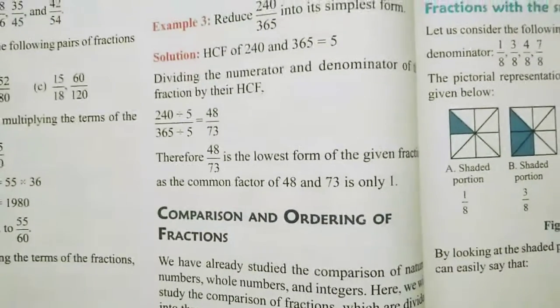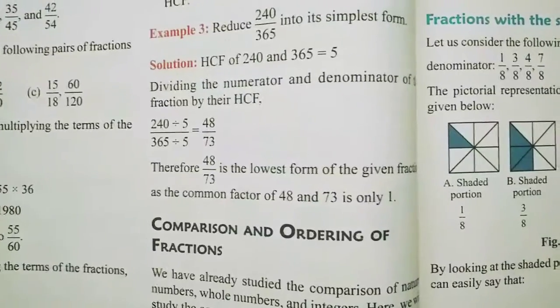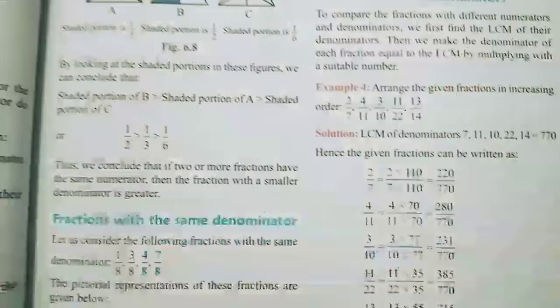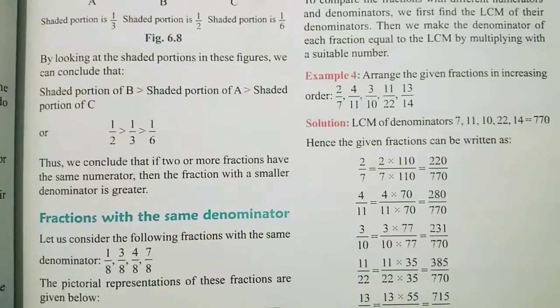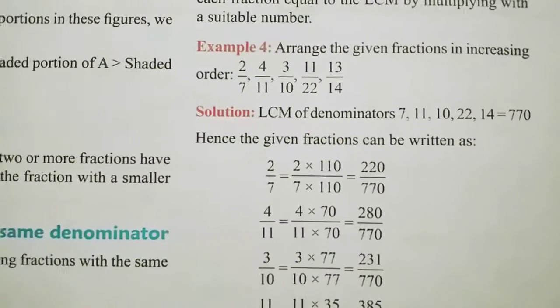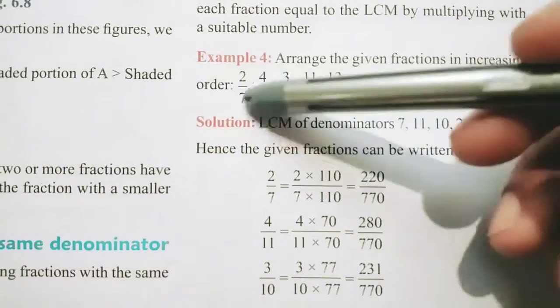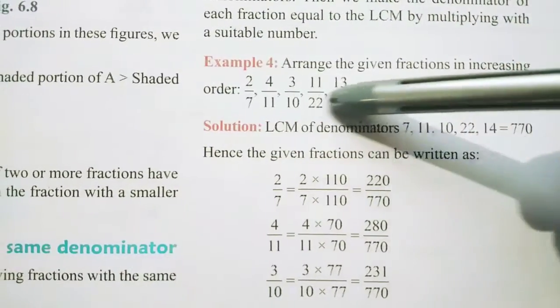Now, how to compare 2, 3, 4, 5 fractions. That means how to compare the fractions and how to order the fractions, that means you have to arrange the fractions. Here example number 4 is explained, how to compare and arrange the fractions. Arrange the given fractions in increasing order. So these fractions are given, and here all the denominators are different.